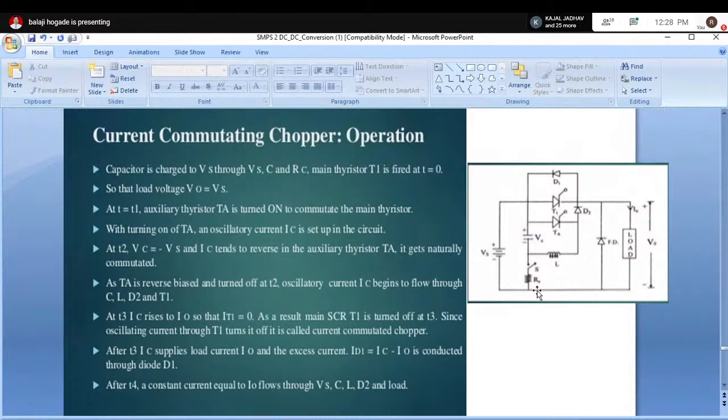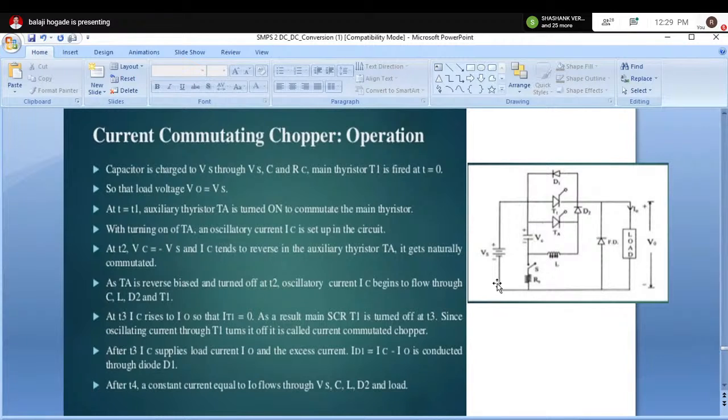There is a contact between the input and the output directly connected when the main thyristor T1 is turned on. If this is conducting, that means short circuited, then this source is connected to the load. Load will get energy from the source directly if this T1 is turned on. This will be the path of flow of current: Vs, T1, then load and back to the source.